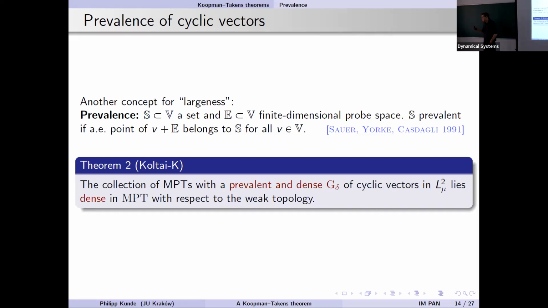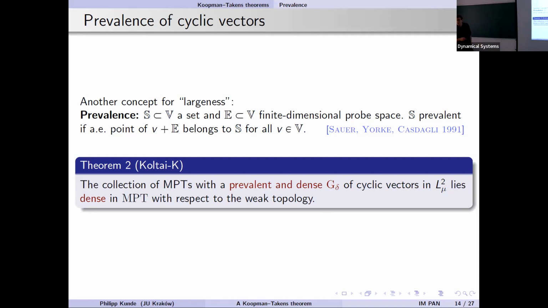And so this, as I said, is used as a way to phrase almost everything in an infinite dimensional setting. Okay, and with this notion we can show that the collection of measure preserving transformations has a prevalent and dense G delta set of cyclic vectors in L2, dense in the measure preserving transformations with respect to the weak topology.